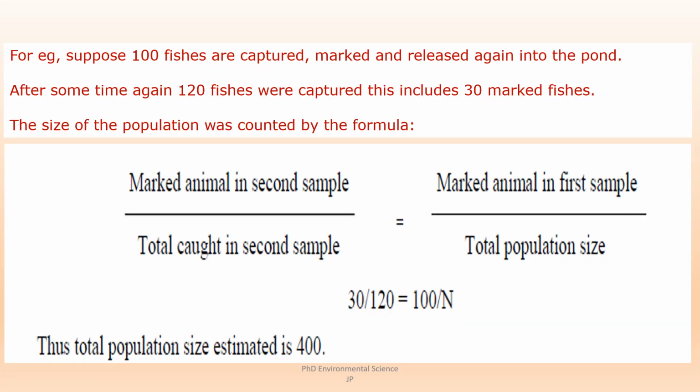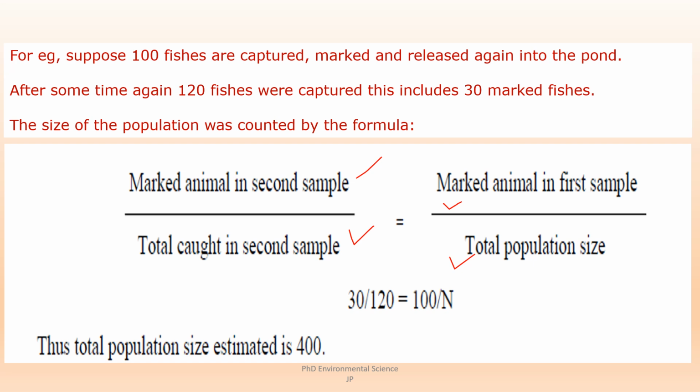So this is the formula for the mark-recapture method. Let's understand. The formula is: marked animals in second sample divided by total caught in second sample is equal to marked animals in first sample over total population size. So you have to find the total population size over here. Let's understand with this example.